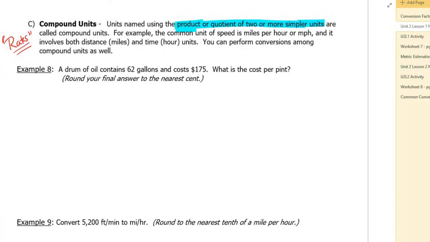So remember we talked about things like miles per hour, and it involves both distance, which is measured in miles in this compound unit, and time, which is measured in hours. You can perform conversions among compound units as well using unit analysis.